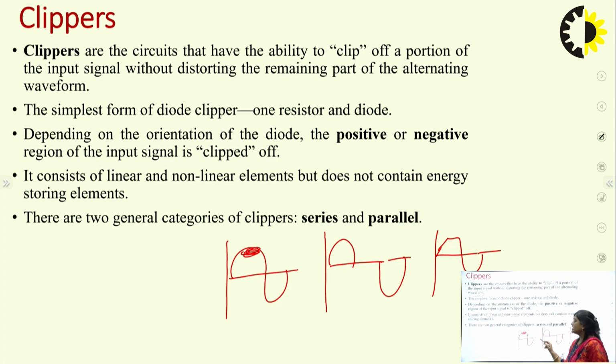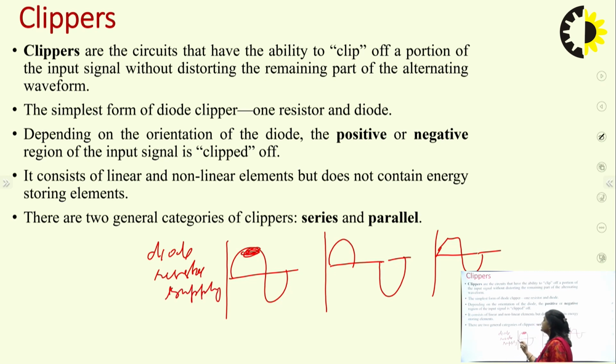A clipper basically consists of a diode, resistor and supply, and it does not have any energy storing element, like there is no capacitor or inductor in a clipper. It may be a series clipper or a parallel clipper. If the diode is connected in series with the load, it is called a series clipper, and if it is connected with the load in parallel, it is called a parallel clipper. It is also called a negative and positive clipper.